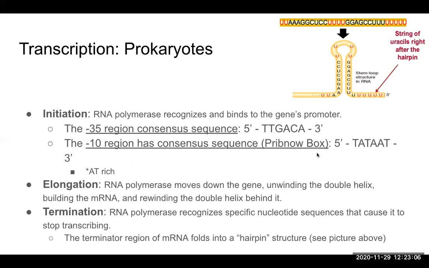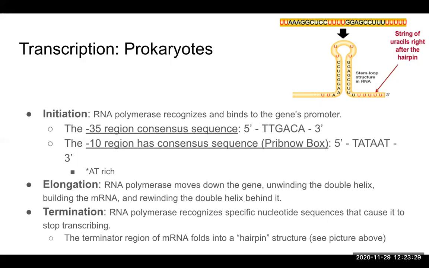Then we'll go into elongation, where RNA polymerase will move down the gene, unwind the double helix, build the mRNA, and rewind the double helix behind it. And then termination, we have RNA polymerase coming in, recognizing a specific nucleotide sequence, causing it to stop transcription.